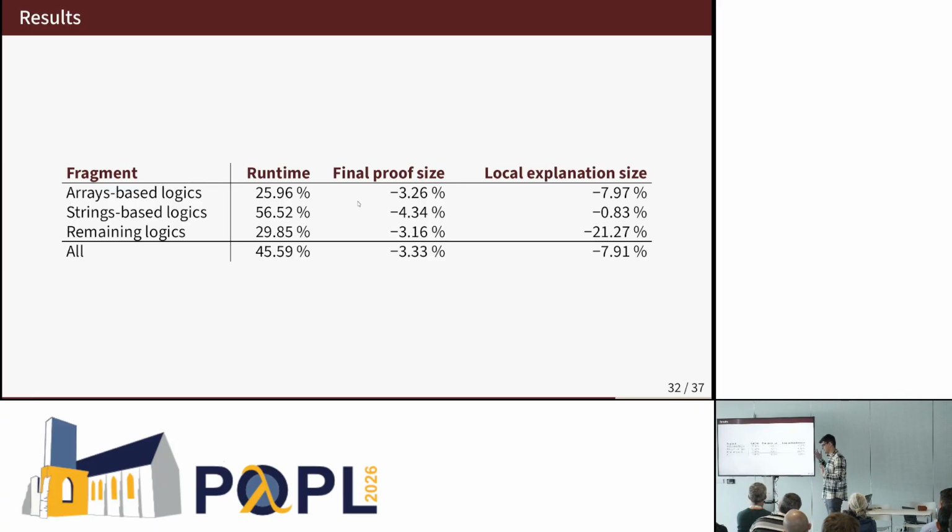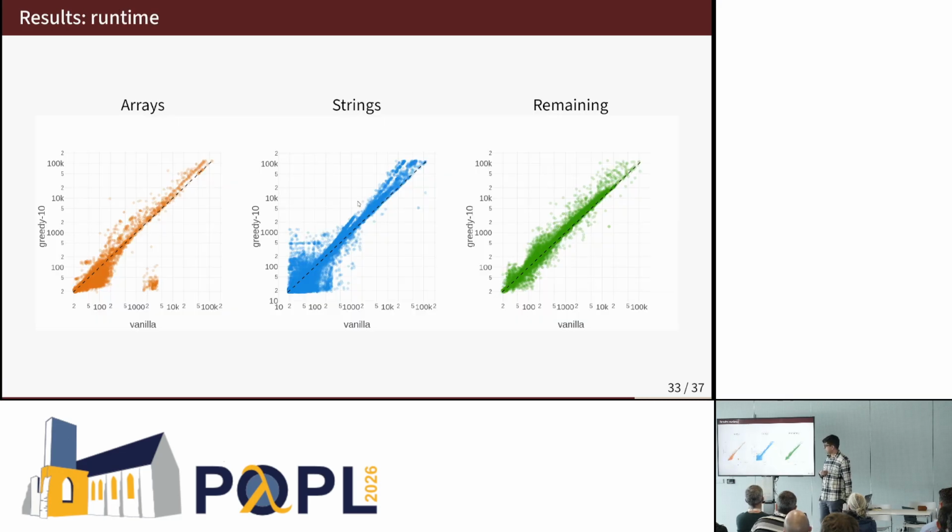So as you can see, these theories use congruence closure engines in very different ways. But on average, we had around an 8% reduction in the local explanation size, which is quite a positive result in our opinion. So this is a scatter plot of the runtime separated by each of these theory groups.